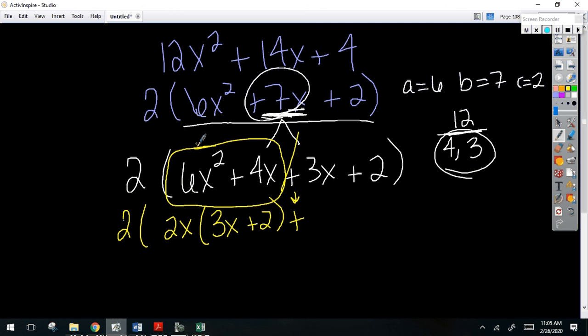Look just at this. If this was a whole separate problem and I said, factor out the GCF from 6x squared plus 4x. 2x and 2x, and then what's left? 3x squared. If you take a 2x out, so you divide it by 2x, it leaves me with 3x plus 2.